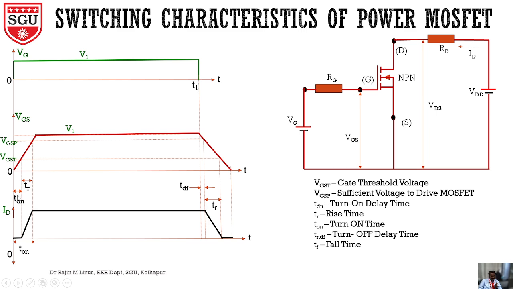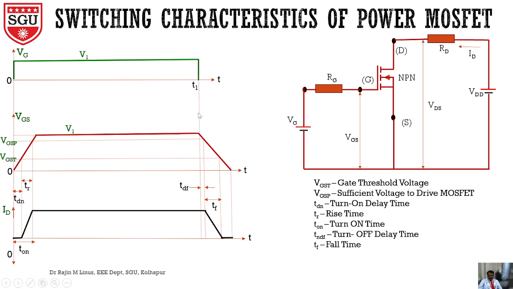So what is meant by TDN? TDN is nothing but the turn on delay time. The turn on delay time is the time interval for the gate source voltage to reach the gate threshold voltage. During the turn on delay time, the drain current will always be 0. So I hope you understood now. Then after the gate source voltage reaches VGSP, it goes to the maximum of V1.